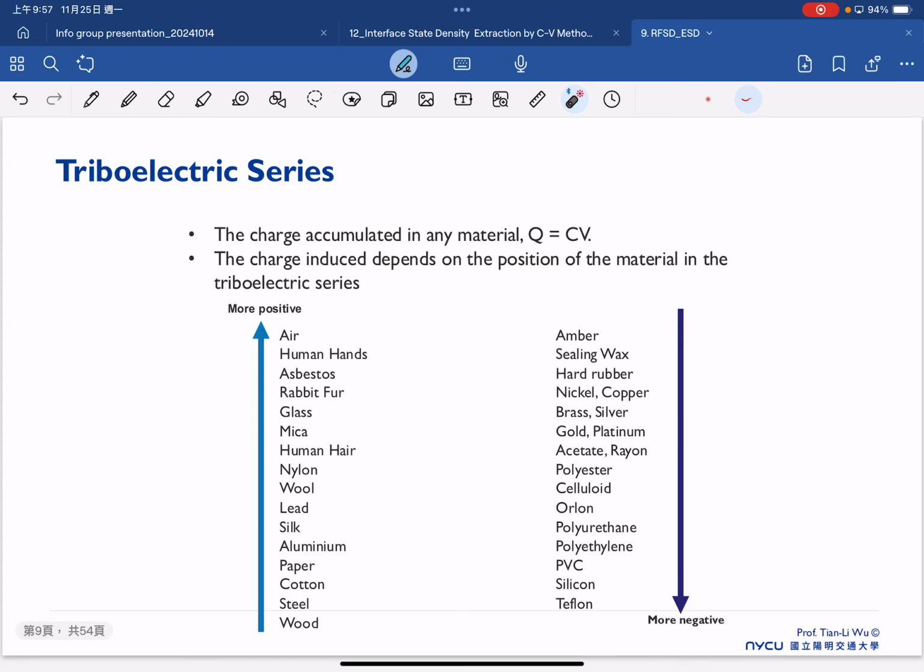So here are some more fundamentals related to triboelectricity. As we all know, this highly depends on the different materials. So we can see this is more positive charge in this material and more negative in this material. So this can cause a different triboelectricity event.